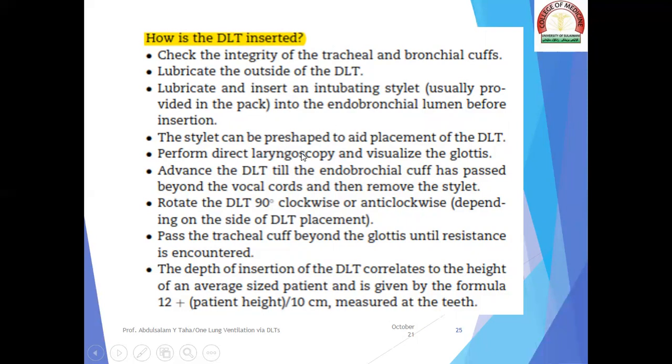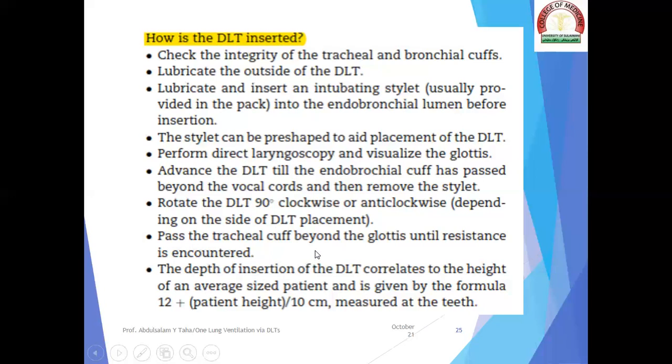Perform direct laryngoscopy and visualize the glottis. Advance the double lumen tube till the endobronchial cuff has passed beyond the vocal cords, and then remove the stylet. Rotate the double lumen tube 90 degrees clockwise or anti-clockwise, depending on the side of the double lumen tube placement. Pass the tracheal cuff beyond the glottis until resistance is encountered.